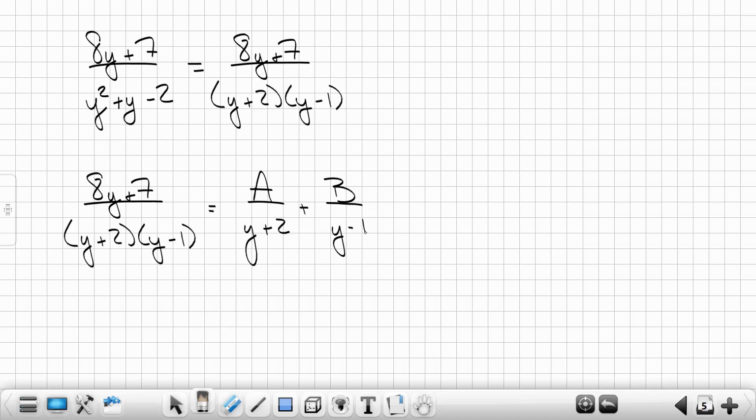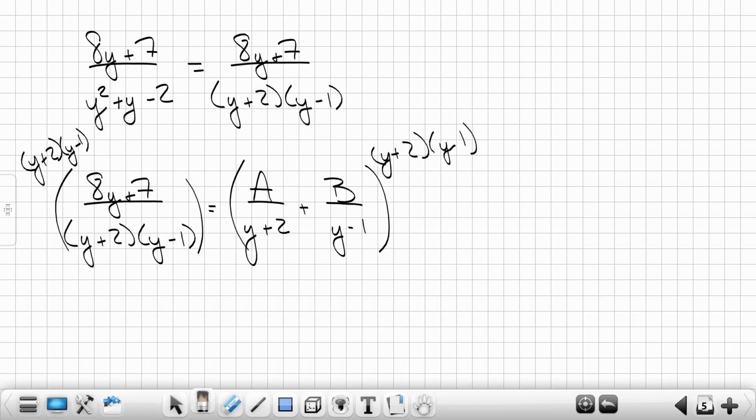All right. So we're going to multiply both sides by y plus 2, y minus 1, all of our factors, because we want to cancel everything. Those will cancel. And then this will cancel, but this will still have a y minus 1 left over, and this will still have a y plus 2 left over.